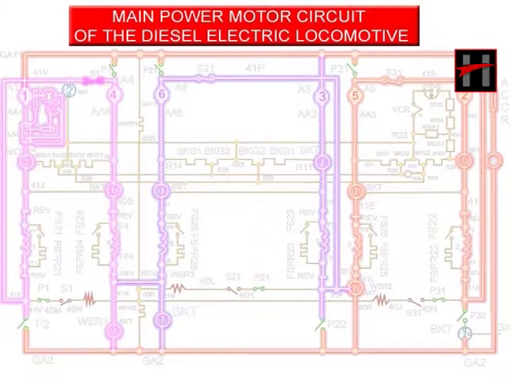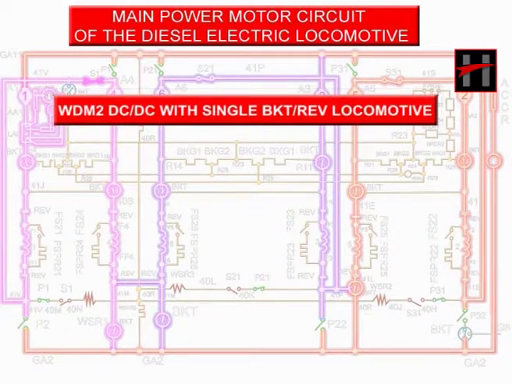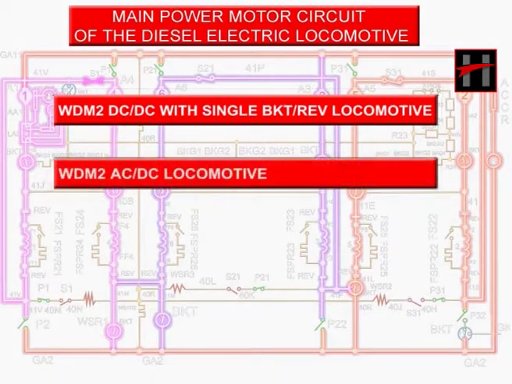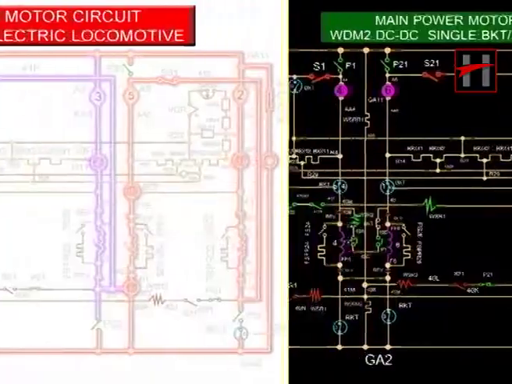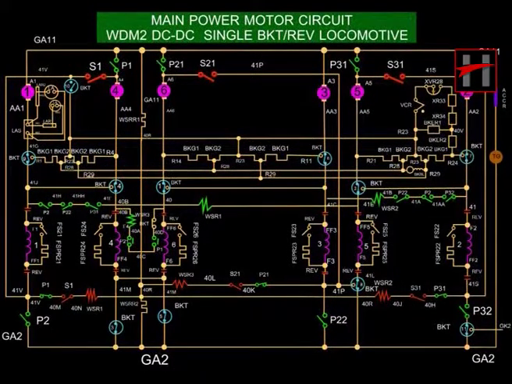In this section, we will discuss the main power motor circuits of three types of diesel electric locomotives. That is, WDM2 DC-DC locomotive with a single BKT and reverser, WDM2 AC-DC locomotive, and WDM3A locomotive. This is the main power motor circuit for WDM2 DC-DC locomotive with a single BKT and reverser.